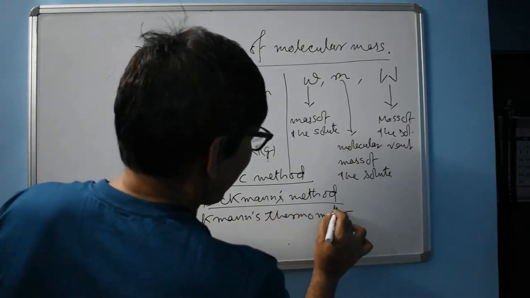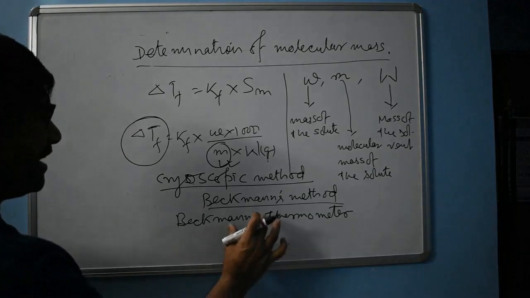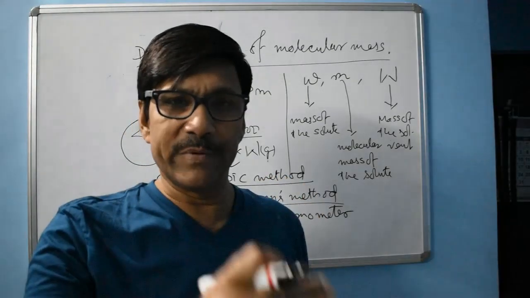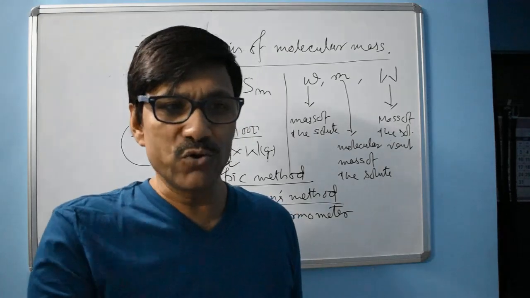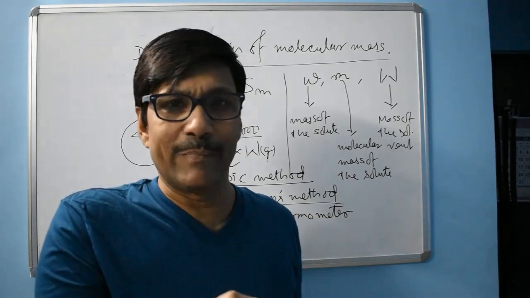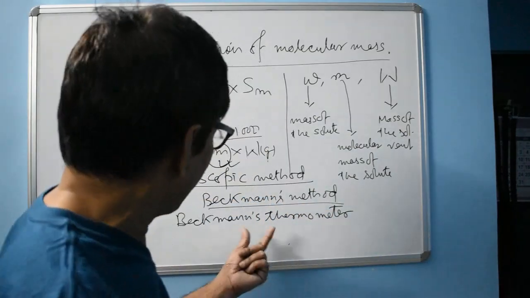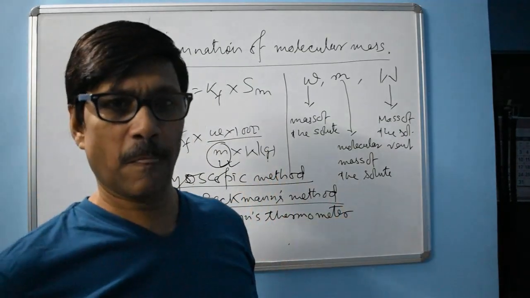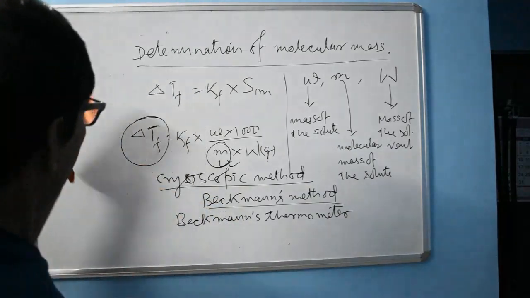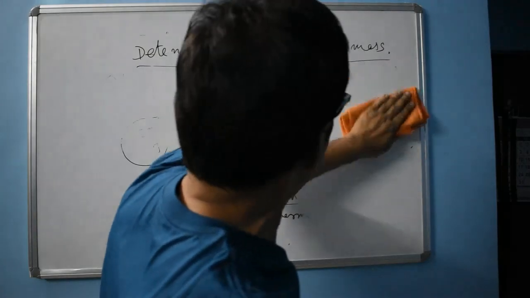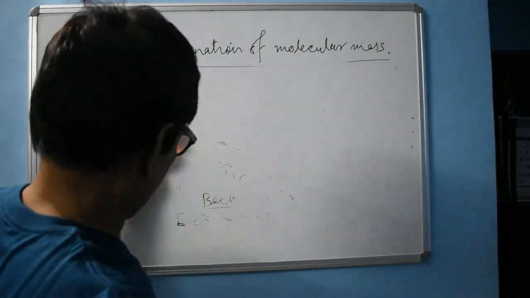What is the advantage of Beckmann's thermometer? Its sensitivity is very high. 1 degree temperature is divided into 50 parts or 100 parts. So even if there is a slight increase in the temperature, which we can't measure with an ordinary thermometer, with the Beckmann's thermometer we can measure it. Okay? But we have some limitations.